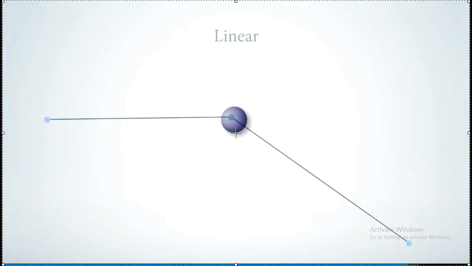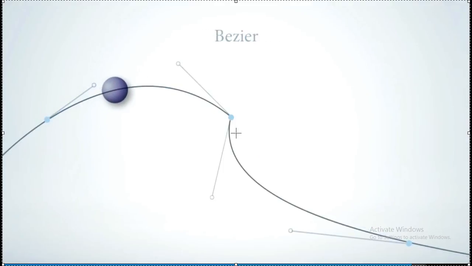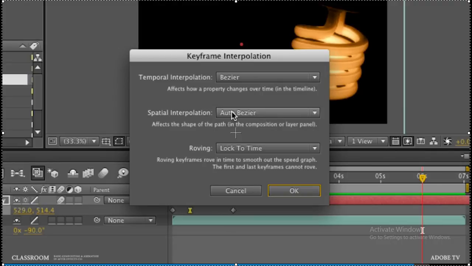Linear is moving in a very straight line between those points. Continuous Bezier is moving on a continuous path where the center point is smoothed out between the 2 outside points. Bezier is similar to the continuous Bezier point, but allows your handles to be reshaped to create some very custom paths. So we've adjusted the temporal interpolation to make it smooth.